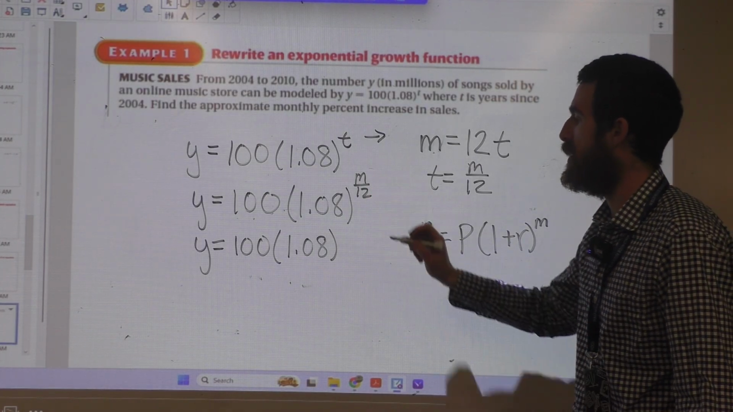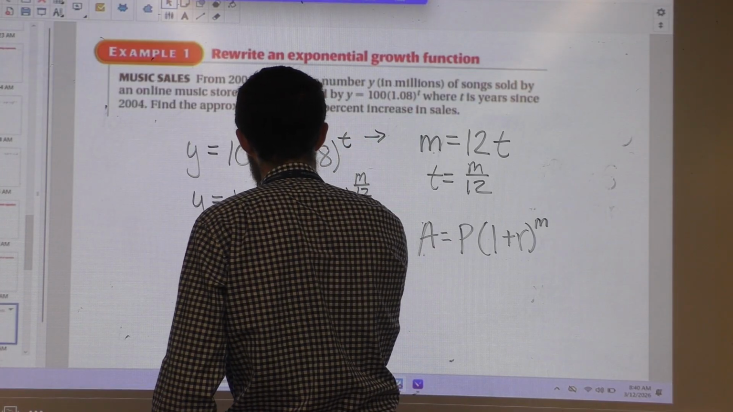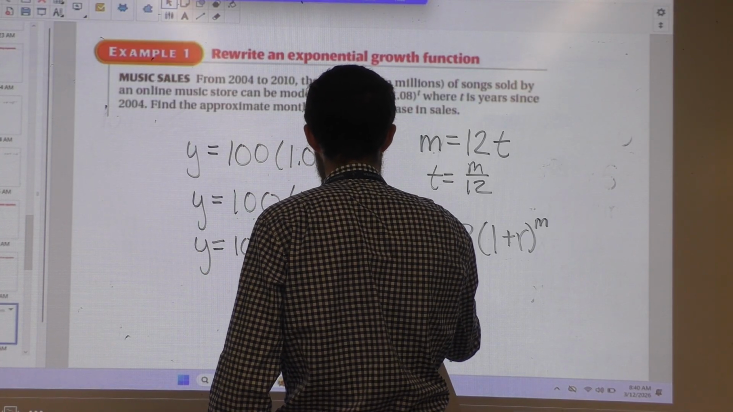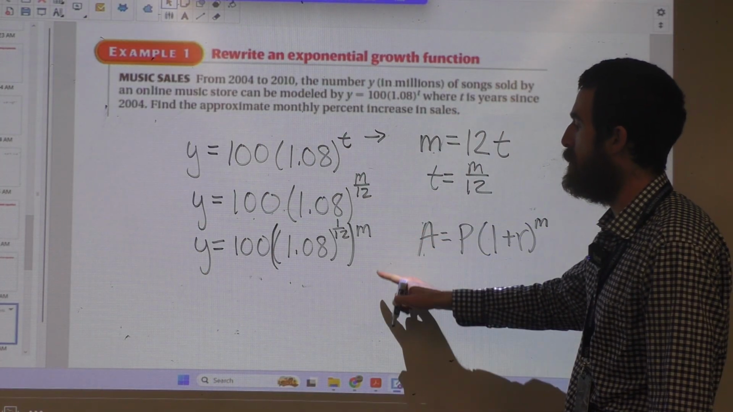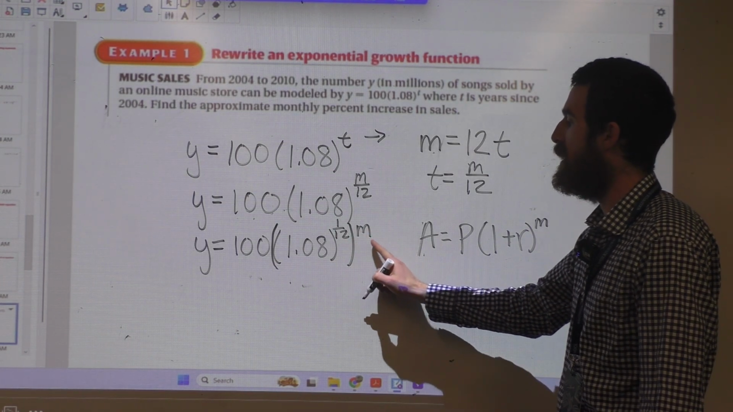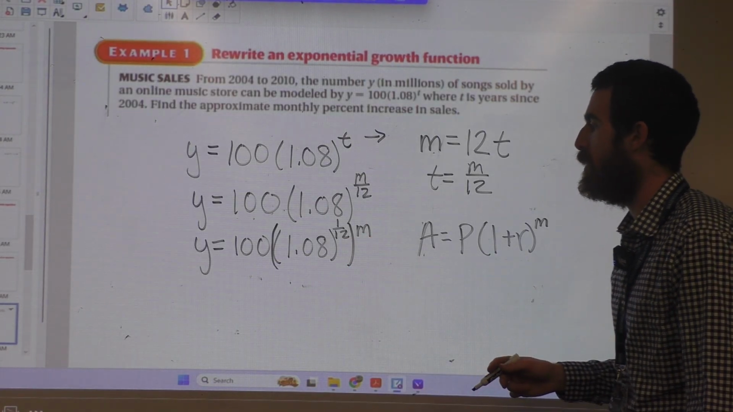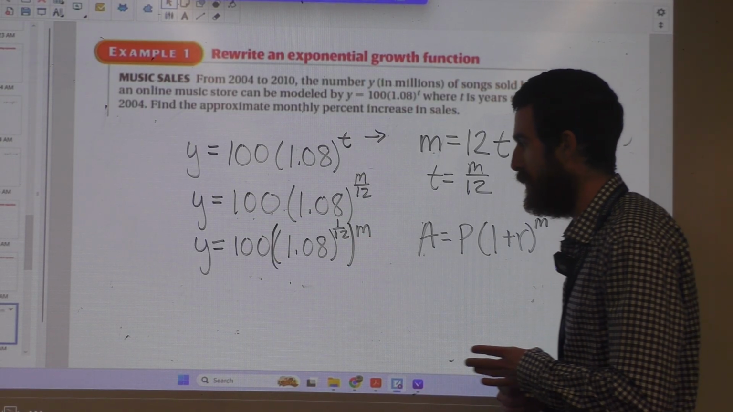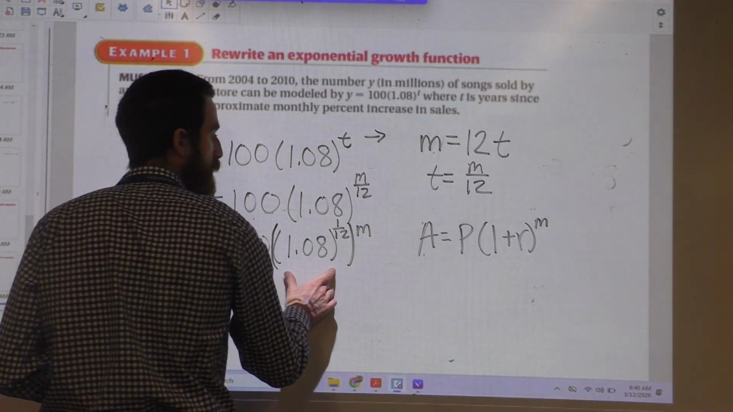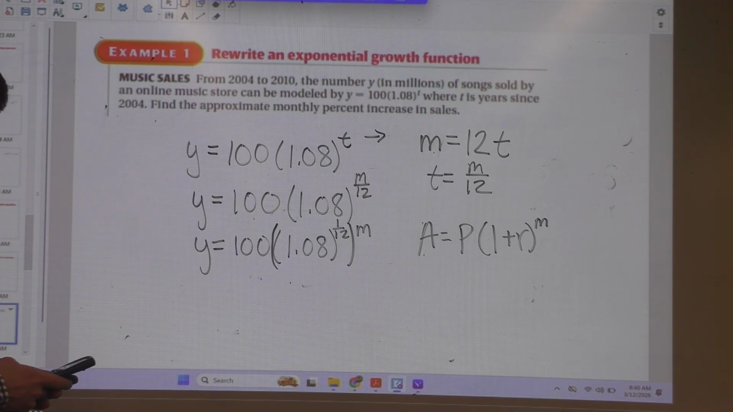Right now, this is not just an m. So I need to separate this exponent. And I'll use another pair of parentheses. M over 12 is the same thing as m times 1 over 12. So your goal is to get a singular variable to be this exponent in the top right. And to do that, I'd need to factor it out and leave behind 1.08 to the 1/12. If I calculate that, I'll notice in the equation that it's equivalent to 1 plus r. And so I'm just going to do 1.08 to the power of 1/12.